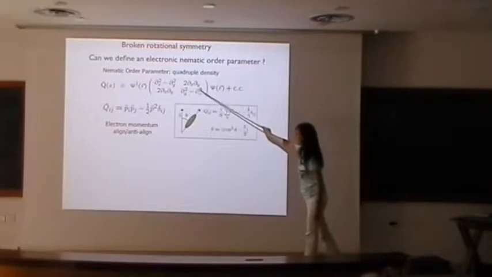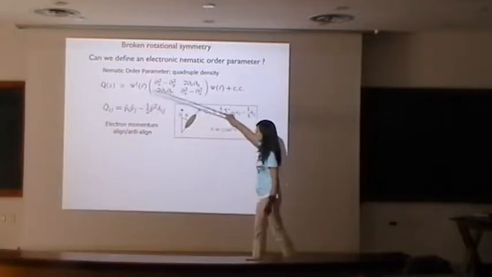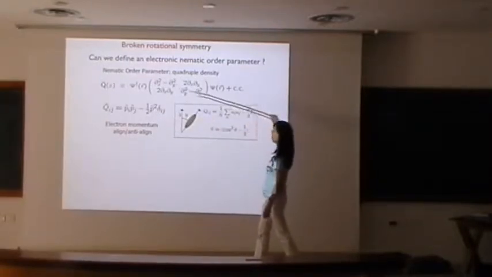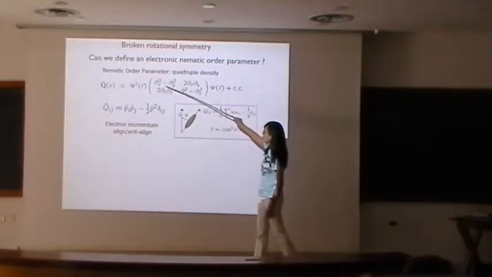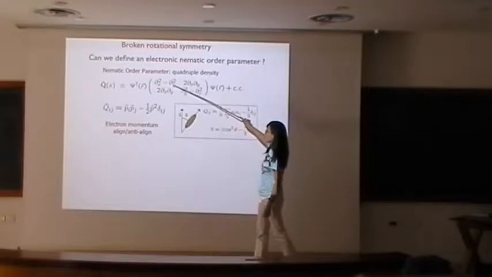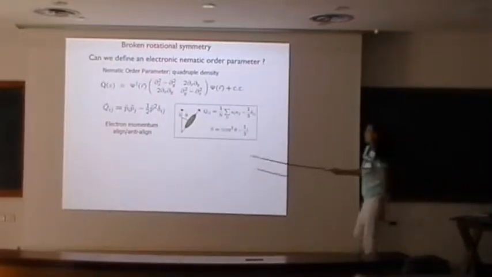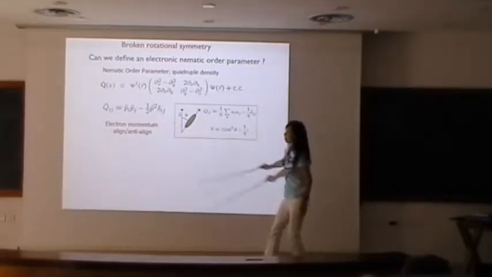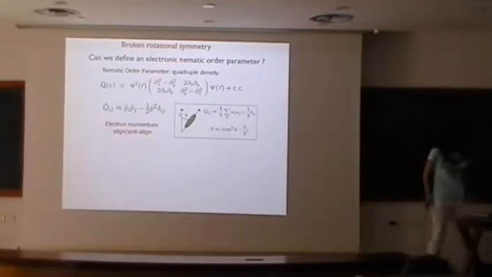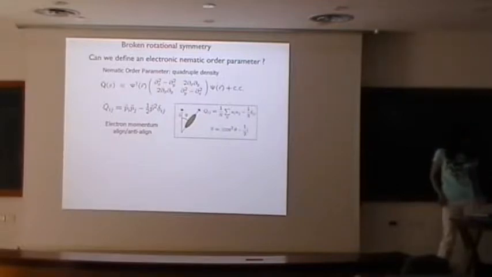We can define a similar quadrupole density, and you can see this order parameter here, which is taking a second derivative of the wave function. But look at that, this one is in 2D. I'm specifically writing the two-dimensional case, where the x derivative differs from the y derivative with a minus sign. If I have a plus here, that's nothing but a kinetic term. And Qij, instead of writing in matrix form, i and j refer to x and y, and that refers to the electron momentum aligned or inter-aligned.